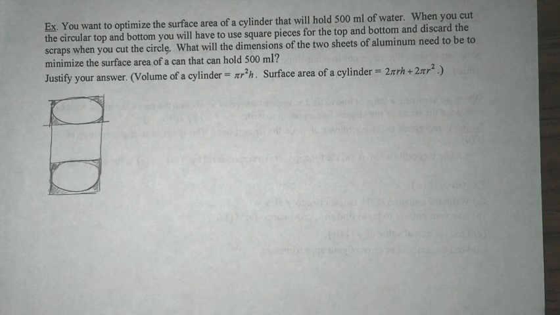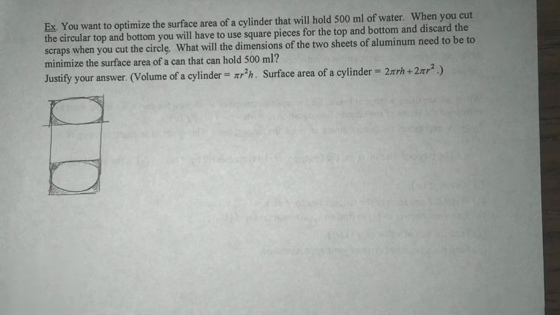So what will the dimensions of the two sheets of aluminum need to be to minimize the surface area of a can that can hold 500 milliliters? We need to justify your answer, and then they give you the volume of the cylinder and the surface area of the cylinder. Great. So what's the deal here?